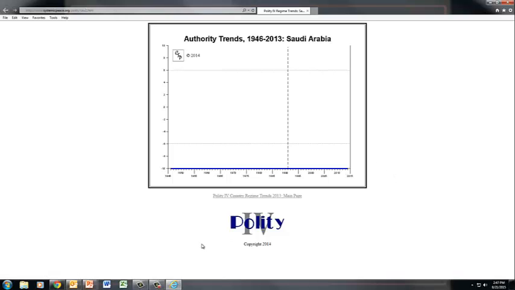This shows you the polity scores. Polity has a different numbering system. It goes from a 10, sort of a full democracy up here, to a -10, which would be the most authoritarian system down here. You can see, ranging across the years, Saudi Arabia has remained at a -10, or the most anti-democratic score you could achieve.